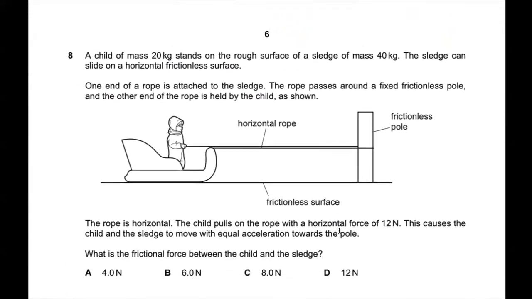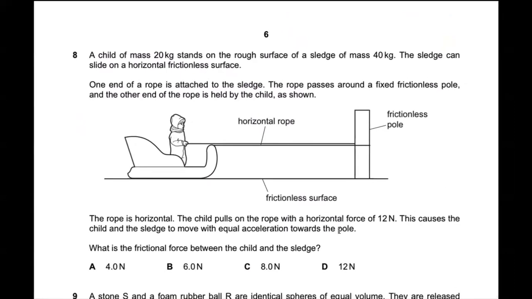The next one is 8. Again, a really tricky question if you don't know how to deal with connected particles. Some of you might recall this from doing it with me in class. A child of mass 20 kg stands on the rough surface of a sledge of mass 40 kg. The sledge can slide on a horizontal frictionless surface. So the surface of the sledge is rough.